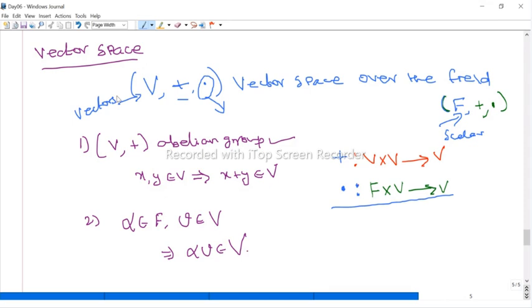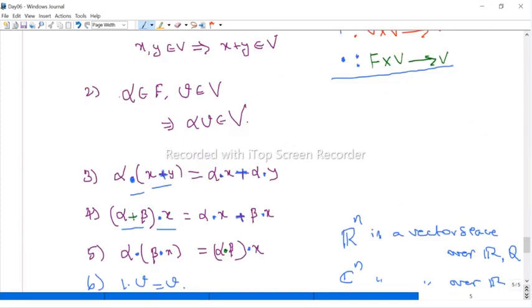We can add two scalars and multiply two scalars because in the field we have the usual addition and multiplication. There we can define addition and multiplication. We can add two scalars, we can multiply two scalars. But in a vector space, we can add two vectors, but we cannot multiply two vectors. But we can multiply one scalar and one vector. That is called scalar multiplication.